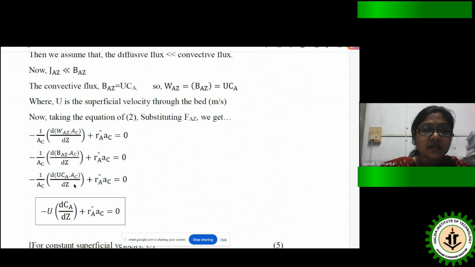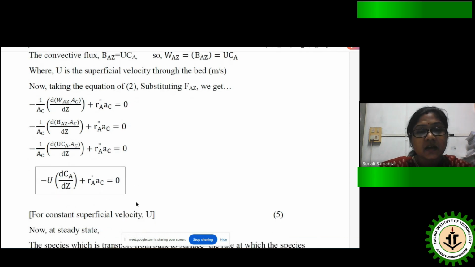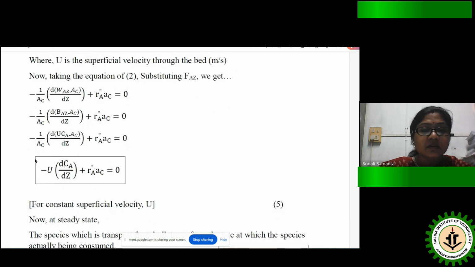So substitute all the things. Here you can see that AC will be cancelled out, and as U is the constant superficial velocity, we consider that U is the constant superficial velocity. We must say that U will be taken out from this derivative term. So U into dCA by dz plus RA double prime into dC equals to 0. So this is one of the mole balance equations, considering constant superficial velocity.